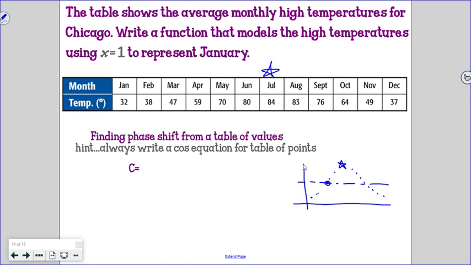Okay, so to make the phase shift super easy on this, you have to write it as a cosine curve so that this can be where the max happens.